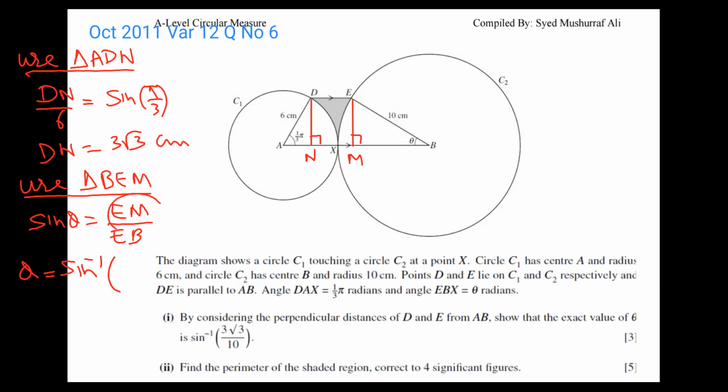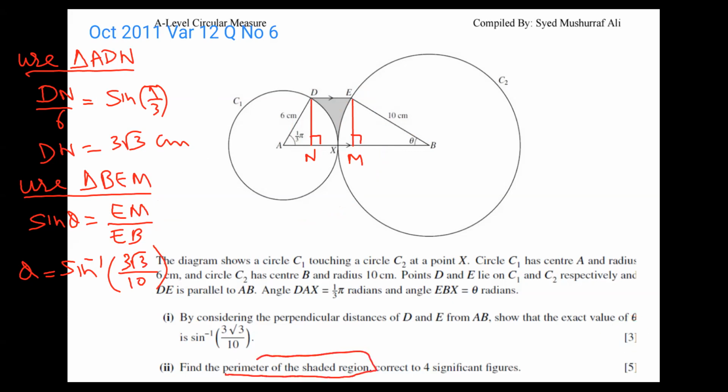All of you know EM is the same gap as DN, so this value is 3 root 3, and EB is 10. Congratulations, we got our answer and it fully matches. Alhamdulillah, the first answer matches and is correct. Alhamdulillah Rabbil Alameen. Let's go for the next part. The 3 marks are gained, now the 5 marks part.